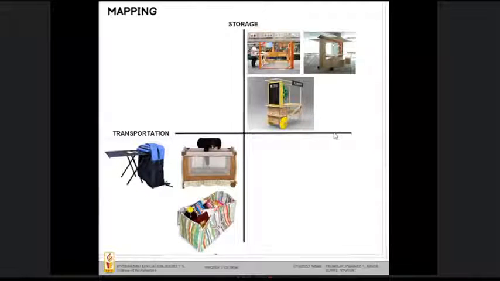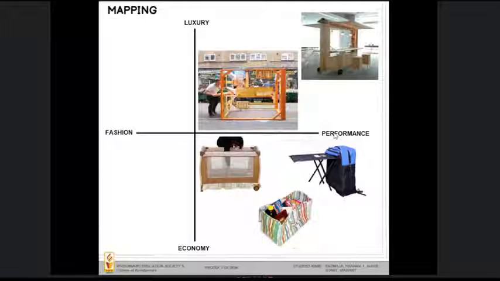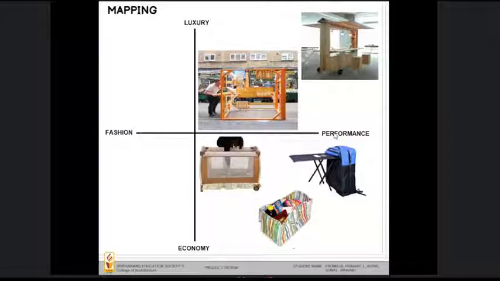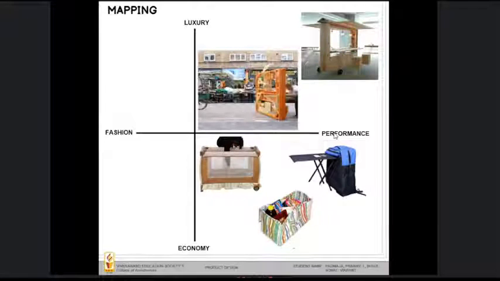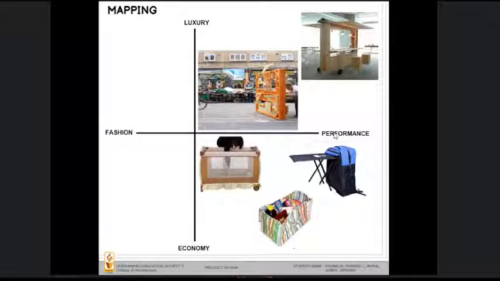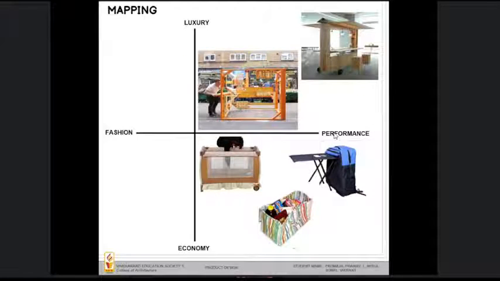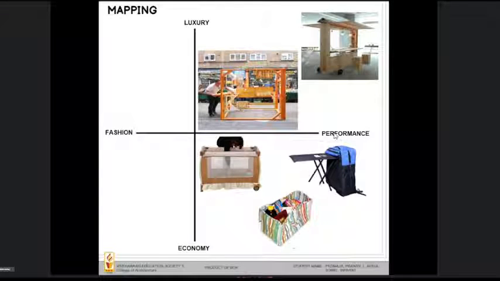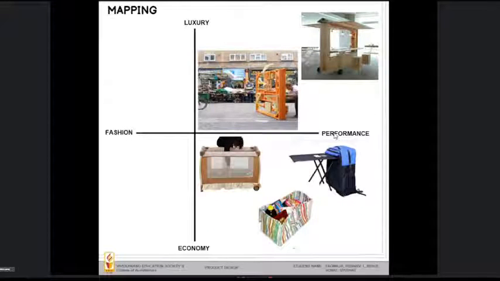Storage and transportation. It's like how furniture can be used as storage also, and how transportation can be carried. This was for luxury performance. And this is very luxurious, and it can be easily foldable, and without performance and economic wise without.